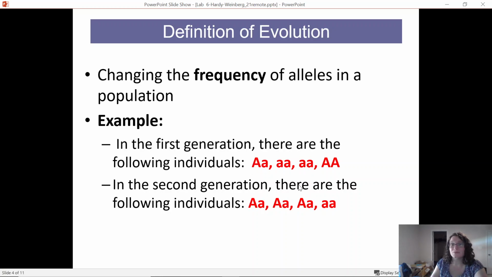Because let's count. 1, 2, 3 big A's. 1, 2, 3 big A's. 1, 2, 3, 4, 5 little a's. 1, 2, 3, 4, 5 little a's. The population did not evolve because it has to do with gene pools and frequency of alleles. All right.